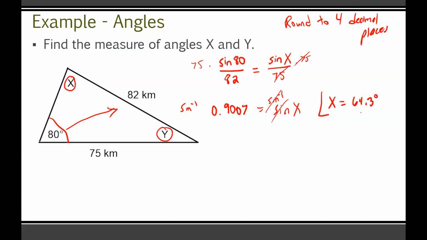64.3 degrees. I didn't say what to round to, so rounding to the nearest tenth as a final answer is a pretty good idea. But when you're doing your whole sine calculations, rounding to 4 decimal places is pretty safe. Anyway, that's just our x. We now need to find our y.